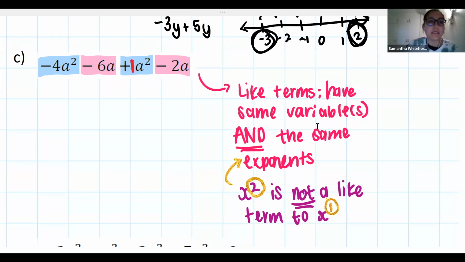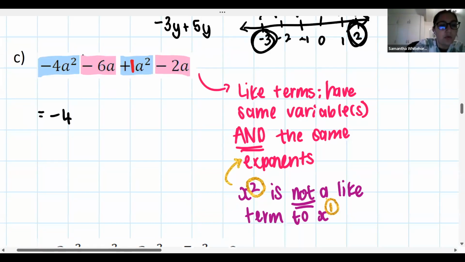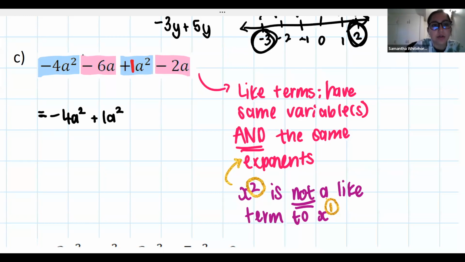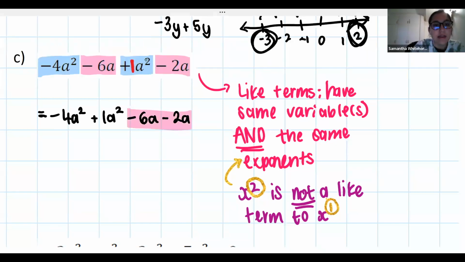Now we can go and group them together so that we know what we are adding and subtracting. So I have got minus 4A squared plus 1A squared. No, you cannot add unlike terms. This is why we are grouping like terms, so that I know what I can add. Minus 6A minus 2A. So if we just do our colors here, here are my A terms, and then I've got my A squared terms. Two separate groups. I cannot add unlike terms. I have to find the like terms.